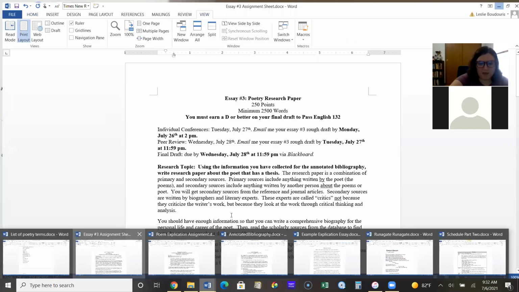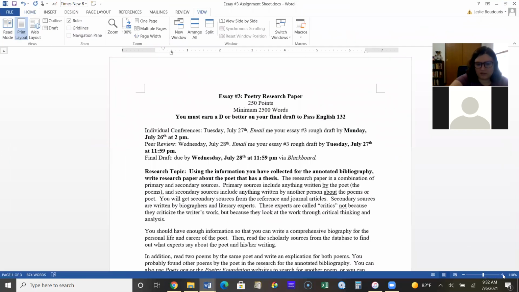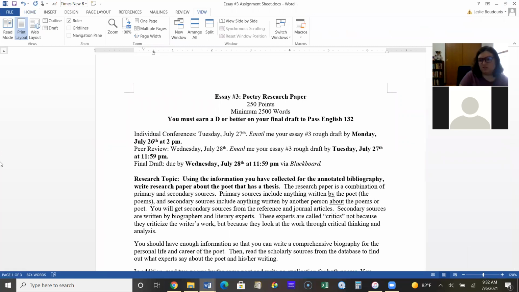I'm going to go backwards. So I'm going to start talking about essay 3 first, because you need to know what that assignment is in order to understand the other 2 assignments, because the annotated bibliography and the explications both are relevant to essay number 3. So essays 1 and 2 were smaller. They're minimum 750 words, and they were only about 100 points, so 10% of the overall grade.